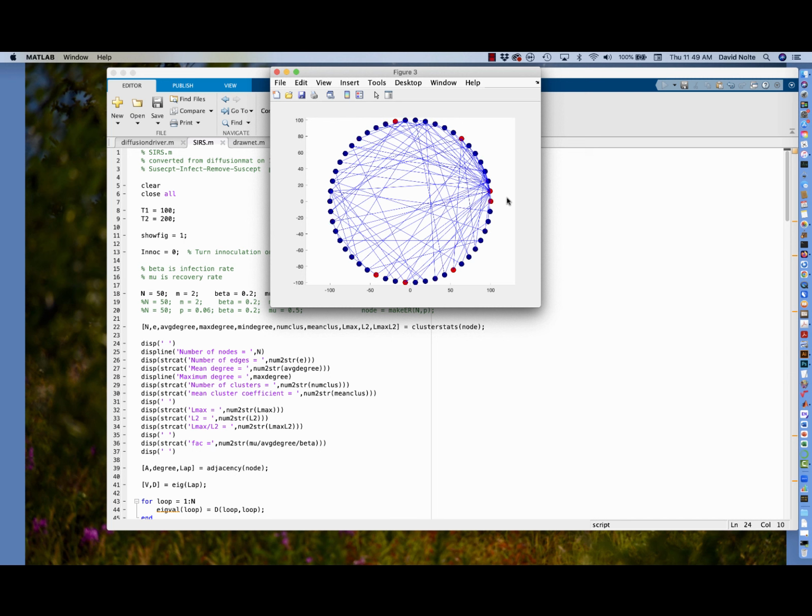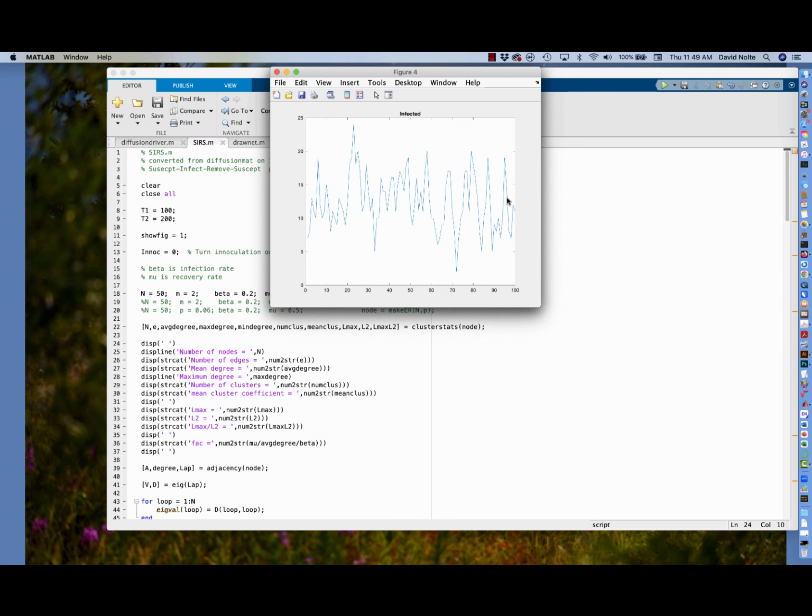Quite a few reds in there. Yes, and so that, in this case, did not die out. But there's always a finite chance that it'll die out. You let this run long enough, and it might die out. Again, there were 50 total nodes. It looks like our infection is running at around, let's call that 12 out of 50, or about a quarter of the nodes are infected in this case.